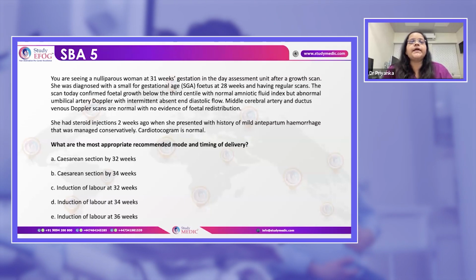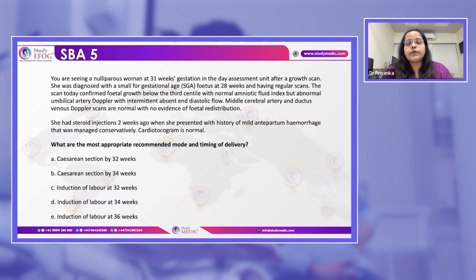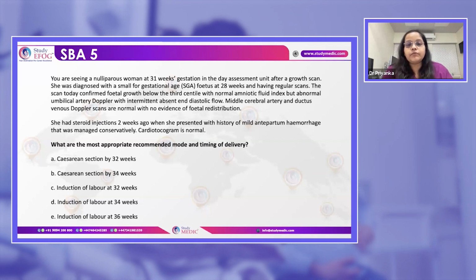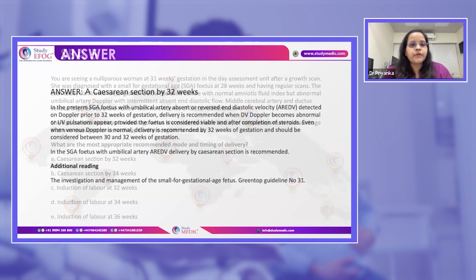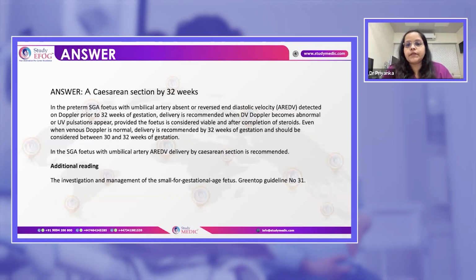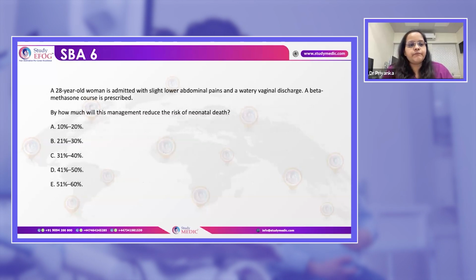because of absent end diastolic flow by a cesarean section. Babies with absent or reverse end diastolic flow have a very high risk of developing hypoxia when we induce them for a normal delivery, and that's why the recommendation is to have a cesarean for absent and reverse end diastolic flow. So for absent flow, the cesarean should be done by 32 weeks of gestation, and steroids. She has already received them, so no need to repeat the course of steroids. So the answer is A, cesarean section by 32 weeks.